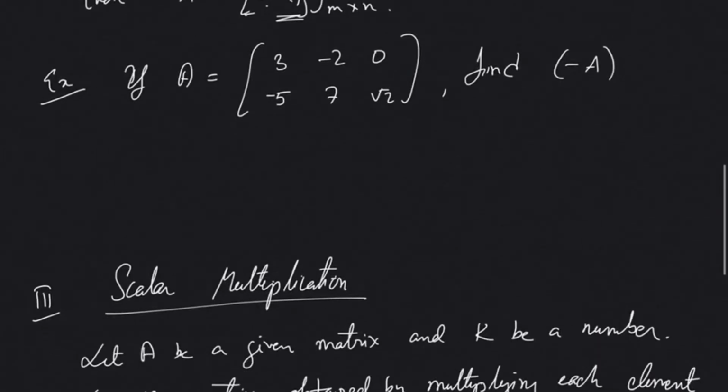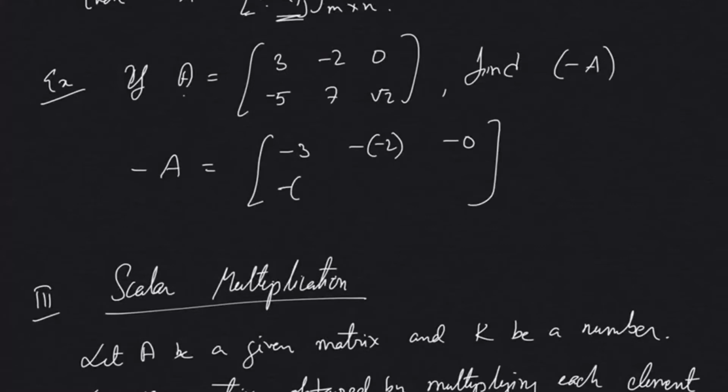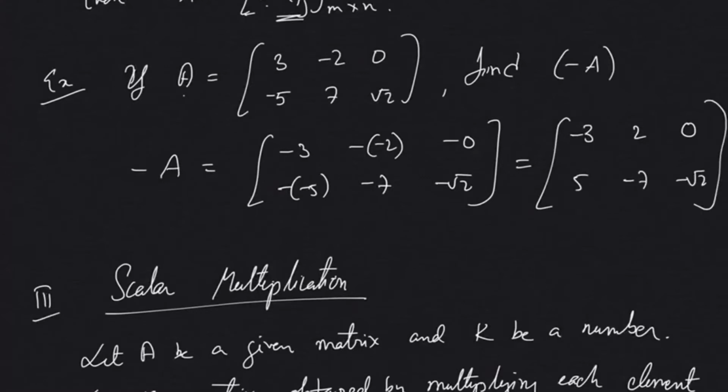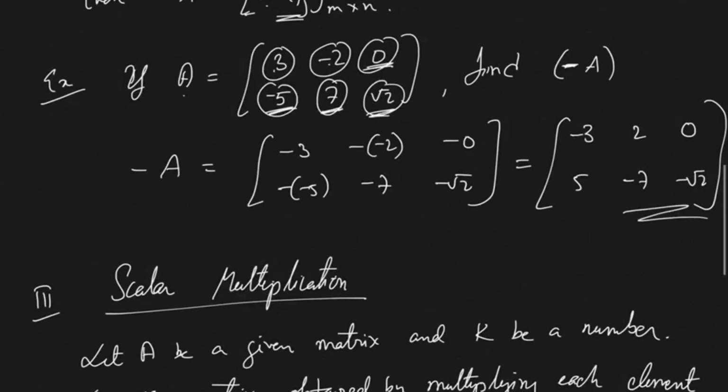It's much better with examples. If a matrix A is given, then minus A will simply be all the corresponding elements multiplied by a negative value: minus 3, minus of minus 2, 0, minus of minus 5, minus 7, minus root 2. So every corresponding element should be multiplied by this negative value, each and every element. So minus 3, plus 2, 0, plus 5, minus 7, minus root 2.